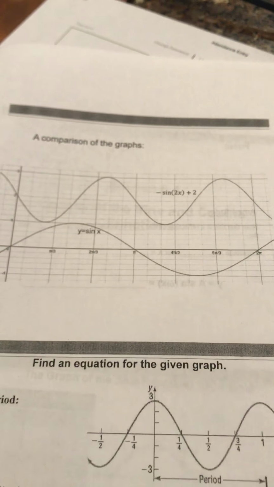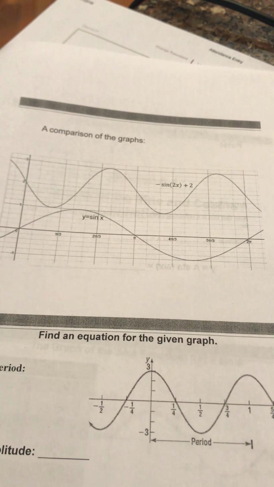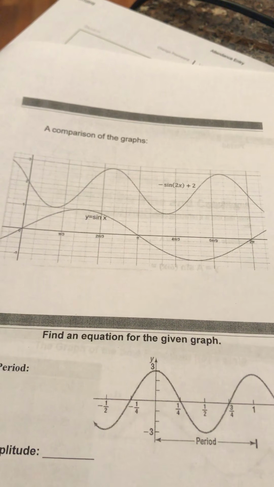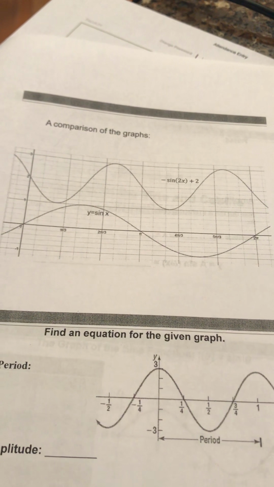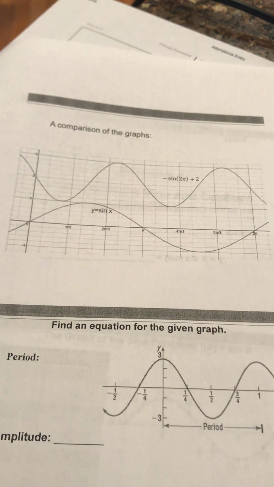So there we see those graphs. We see the original graph, and then we see that it is going to do its cycle twice as fast. It's going to reflect upside down and then shift up 2. And we see what that final translation would look like. Again, I like to break it up one step at a time.